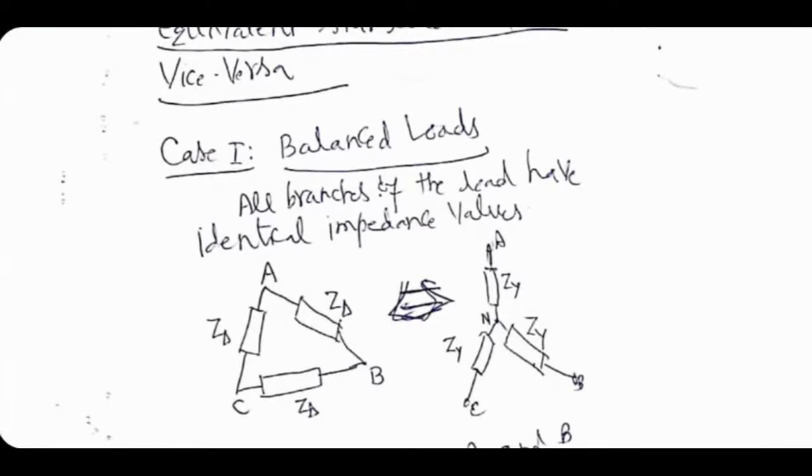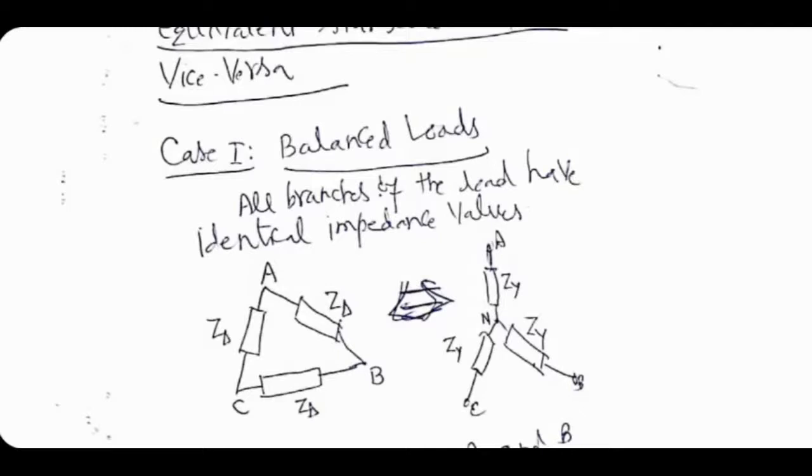And for analysis purposes, suppose I want to convert it into a star load or Y load, then what will be the equivalent value of the 3 impedances in the equivalent star configuration? This is a common problem that we solve all the time in 3-phase systems: how to convert a delta load into a Y load and a Y load into a delta load.